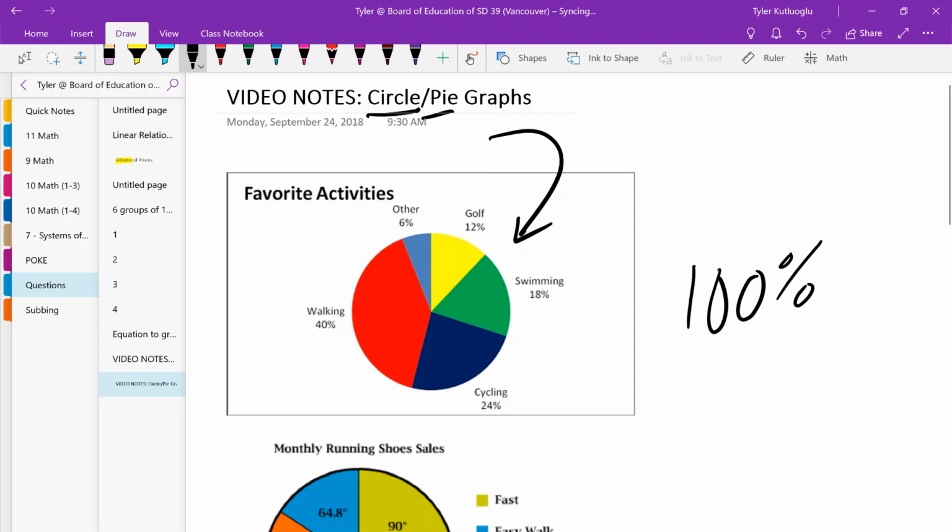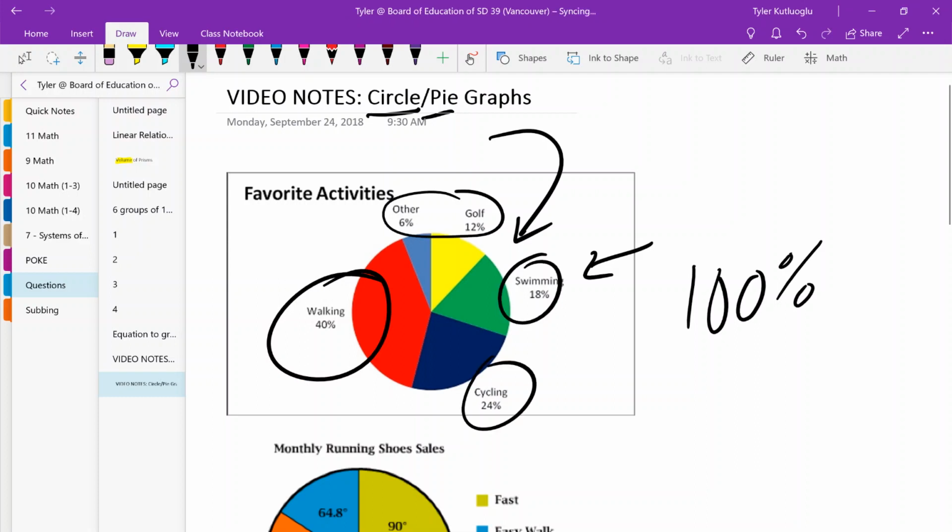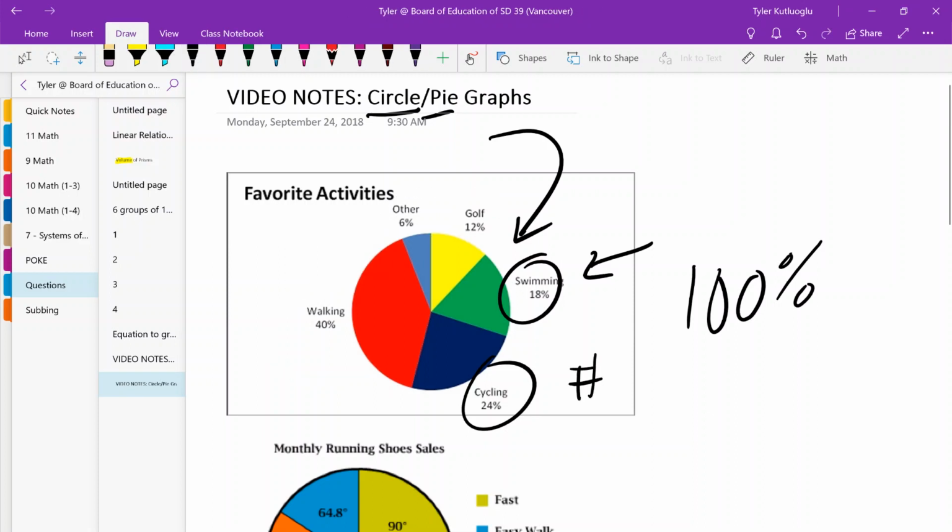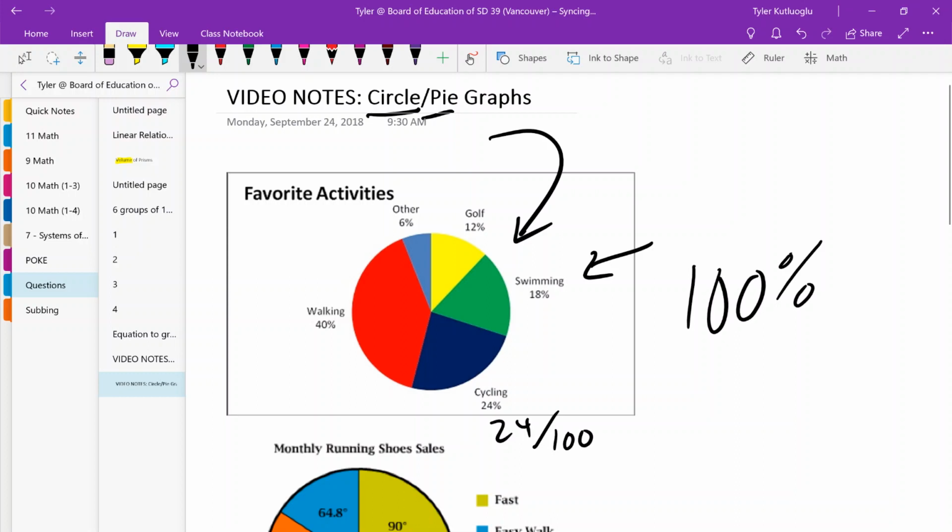It's really useful because really quickly when you look at this graph, you can see right away, well, walking's the biggest, and it's the biggest by a decent amount, then cycling, swimming, and then golf and other, in this case, are a little bit smaller. What they don't tell you is the specific number of people. So looking at this, I don't know how many people were actually asked. I don't know if for 24%, that was 24 people out of 100, or 240 out of 1,000, or just 2.4 people out of 10. I have no idea. I just know that was the percent.